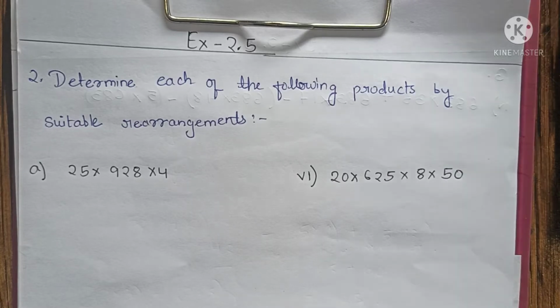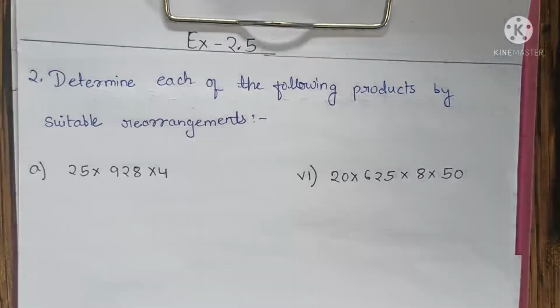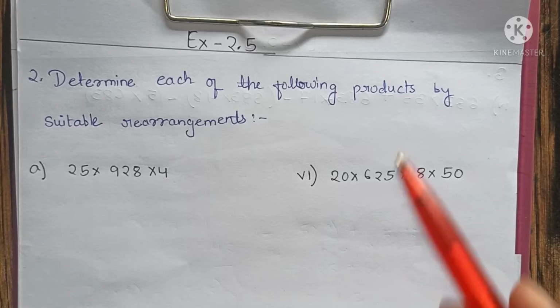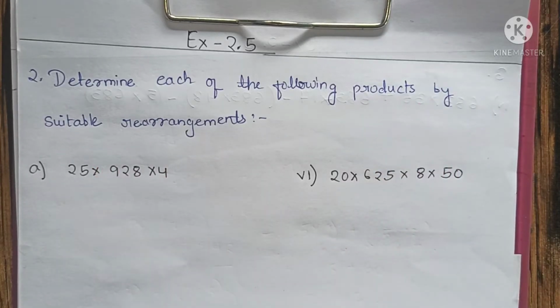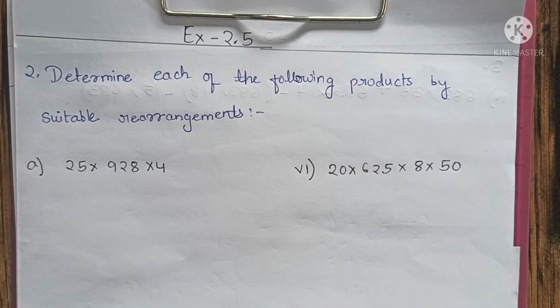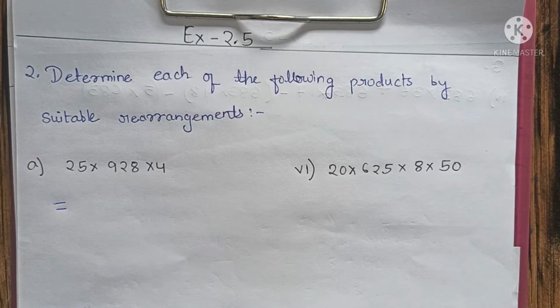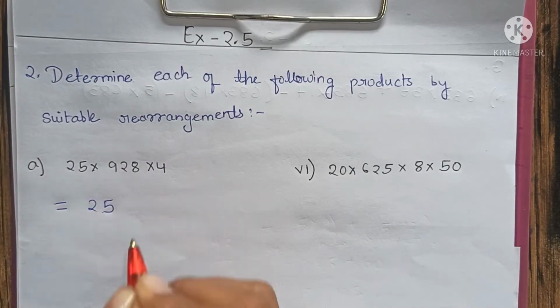We have learned the properties of multiplication. So now let us use those properties and solve this exercise. Determine each of the following products by suitable rearrangement. So we need to find the product. We need to multiply these numbers by rearranging them. So we will arrange the numbers in such a way that we get 0 in the last.